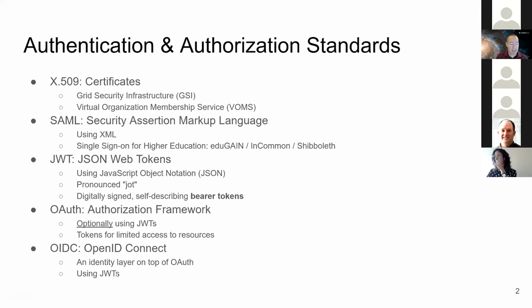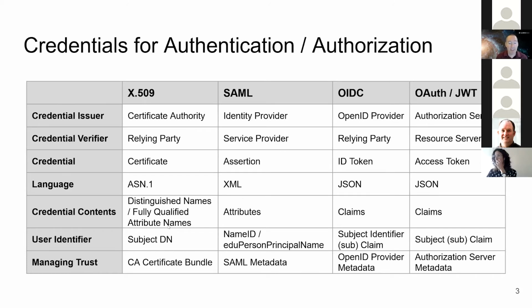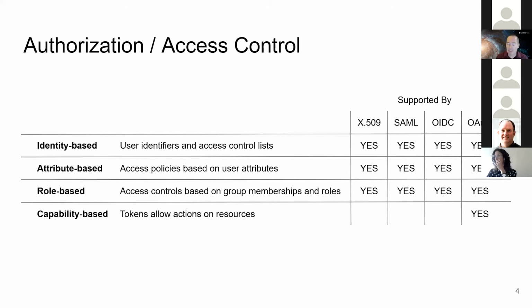But in both cases, you can use a JOT for your identity token and then a JOT for your access token, your capability token. There's a lot in common between these standards. They'll have issuers of the credentials and verifiers. They're using JSON or XML, but there's a lot in that we can learn from, commonalities across these standards.